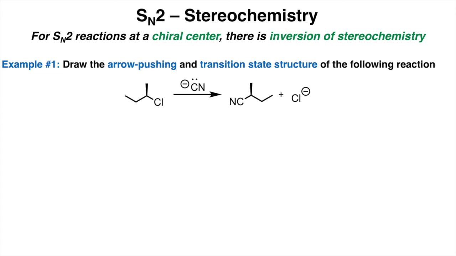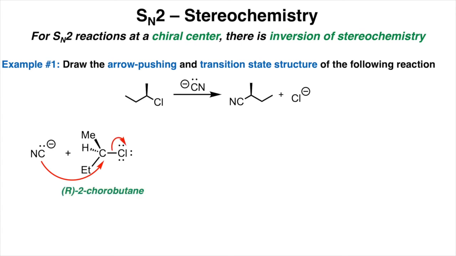Draw the arrow pushing and transition state structure of the following reaction. So first, our nucleophile, NC-, would attack the carbon of the electrophile, and then the leaving group will leave. Notice that this molecule, 2-chlorobutane, has a chiral center of R.